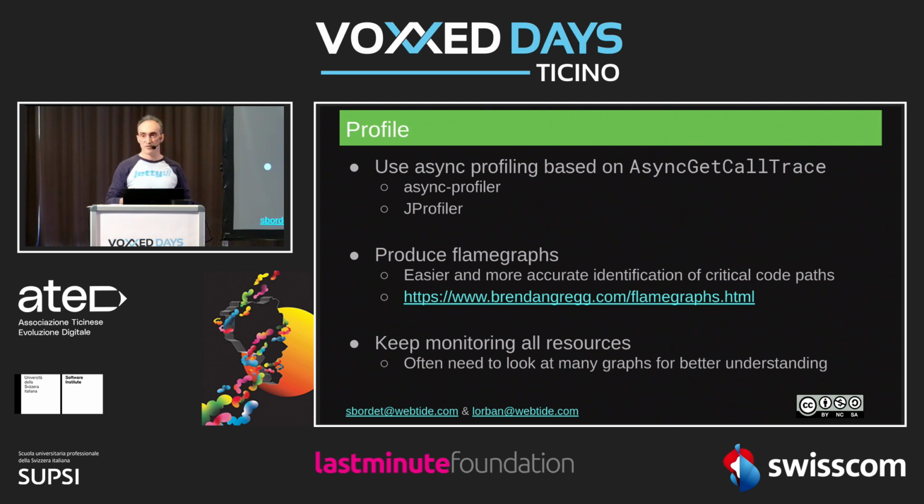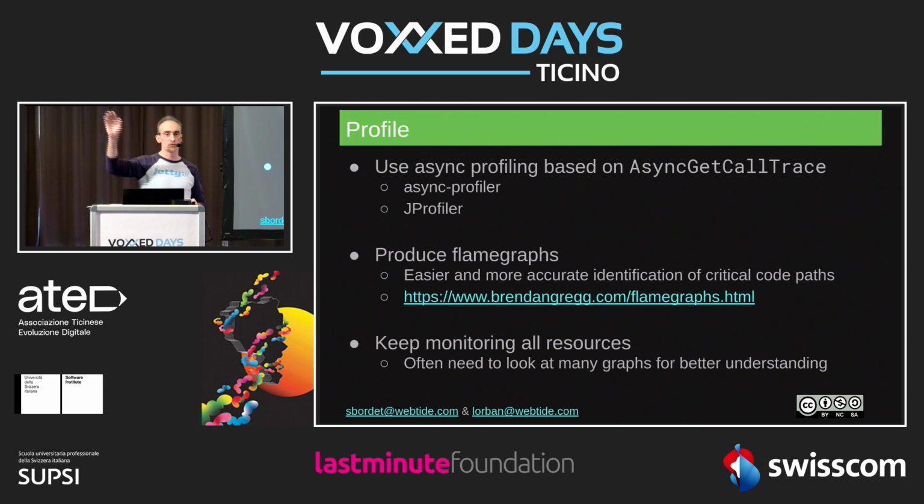Typically, we recommend a profiler that uses this particular system call, well, not system call, but JVM call, called AsyncGetCallTrace. Even if it is a non-standard call, that is the best way to get reliable data out of a JVM. Async-profiler is a good profiler that does this, but JProfiler also can do that. We use async-profiler in our experience with Jetty and with clients. Async-profiler is able to generate something called flame graphs.